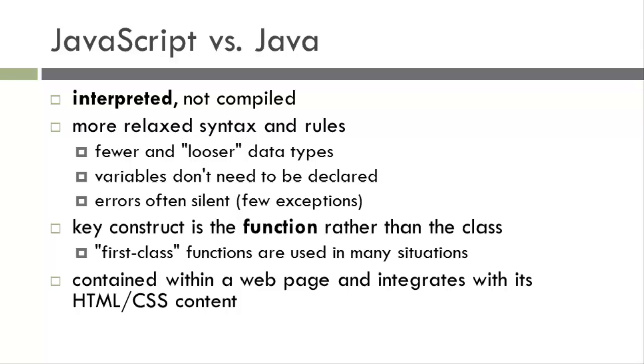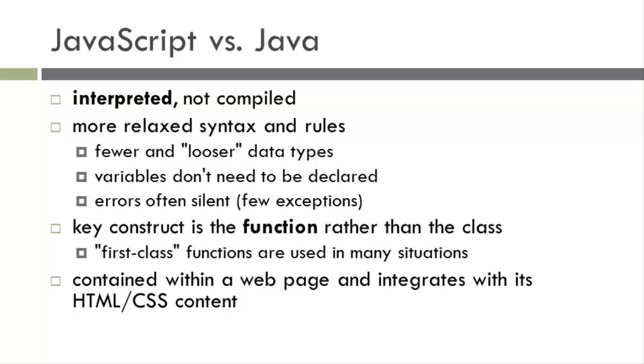Some of the differences between JavaScript and Java: JavaScript is an interpreted language, not compiled, meaning the source code is available at runtime and it is directly interpreted at that time. It has more relaxed syntax and rules, fewer and looser data types. For instance, when you declare a variable, you don't need to declare it as an int or a string. The language takes care of that for us. Errors are often silent. If an error occurs, the script simply stops. There's no message that pops up that says something went wrong.